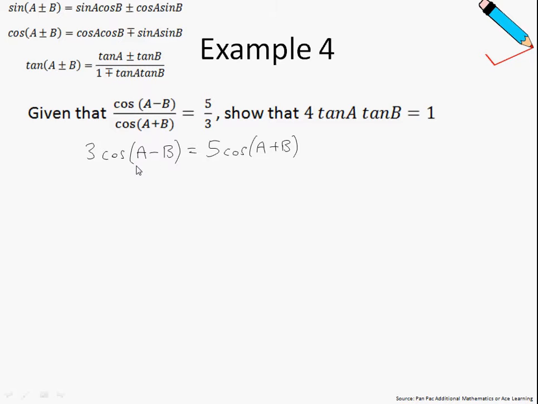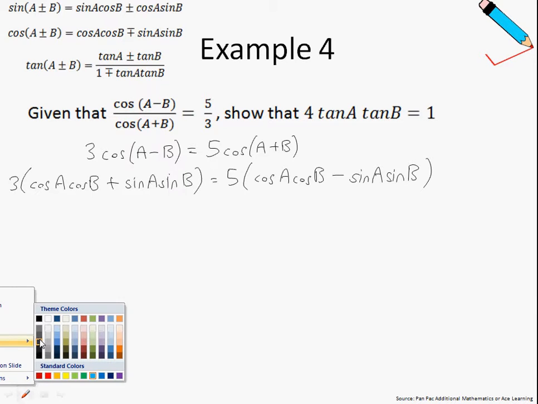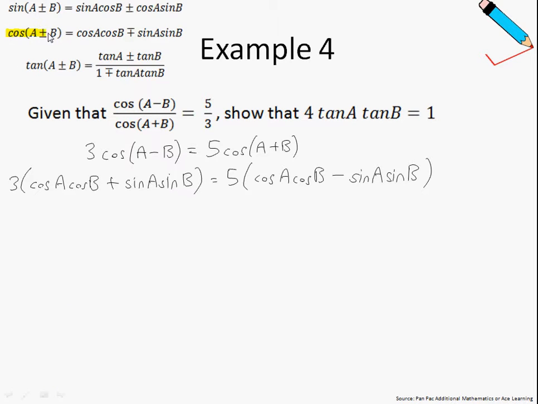Following this, I will expand the given equation. Cosine of A minus B is just cosine A cosine B plus sine A sine B. So I get 3 times cosine A cosine B plus sine A sine B. On the right hand side, I'll have 5 times cosine A cosine B minus sine A sine B. I just want to highlight that I'm actually using the second formula over here. So moving on, I will go ahead and expand this.